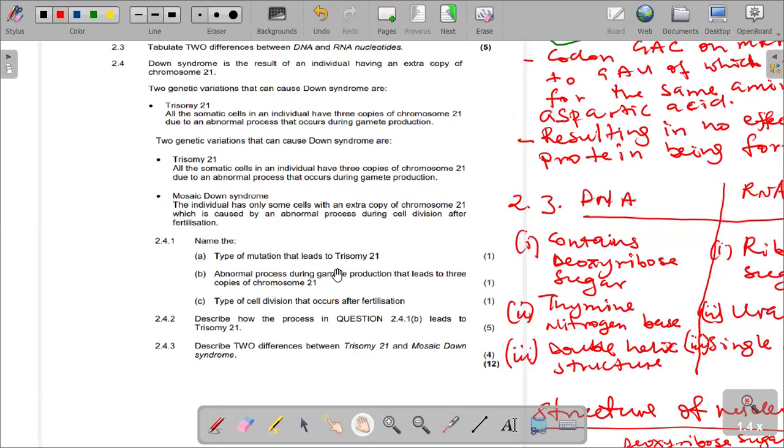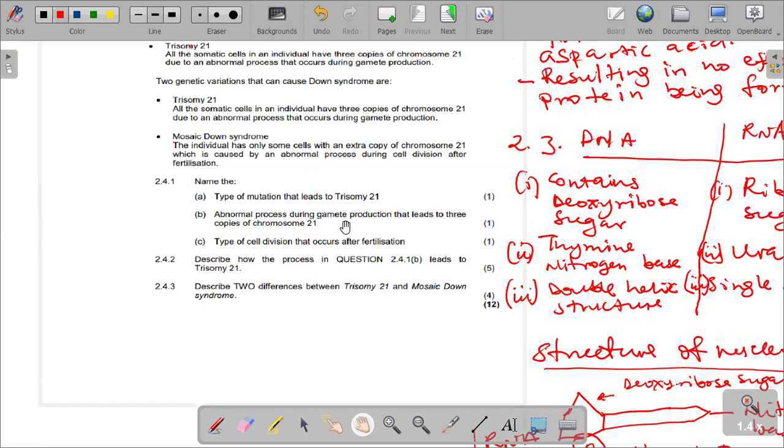And then we are saying again that two genetic variations that can cause Down syndrome are trisomy 21, and also what is called mosaic syndrome. In trisomy 21, all the somatic cells in an individual have 3 copies of chromosome 21 due to abnormal meiosis. In mosaic syndrome, the individual has only some cells with an extra copy of chromosome 21, which is caused by an abnormal process during cell division after fertilization.